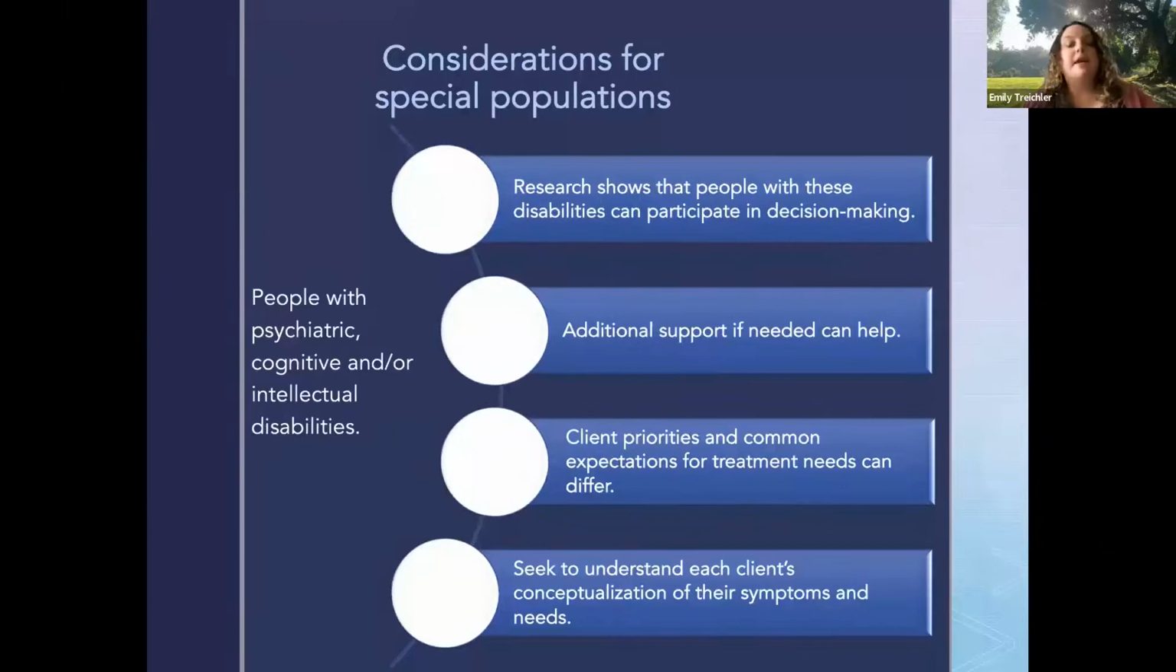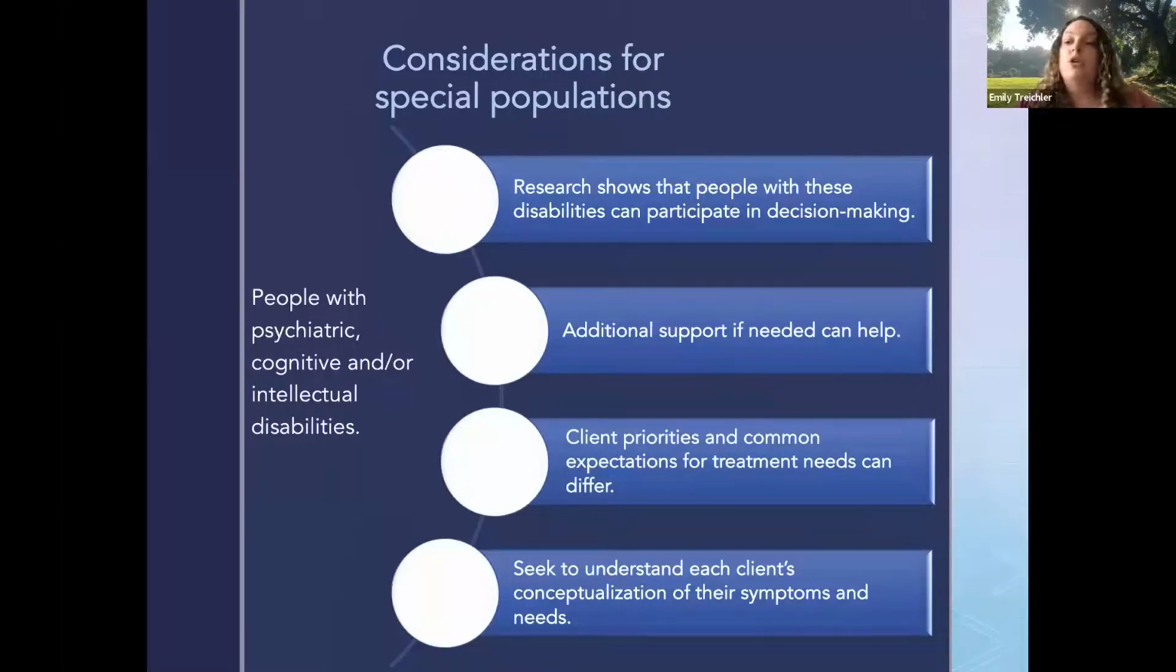So the second population I'm going to talk about are people with psychiatric, cognitive, or other and/or intellectual disabilities. The first comment I really want to make here is that in general, at the broad level, research tends to show that people with these kinds of disabilities can participate in decision-making. It's not that some folks don't have decisional incapacity, but most folks don't. And with additional support, even more people are able to participate in decision-making.